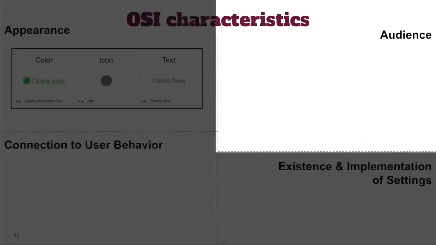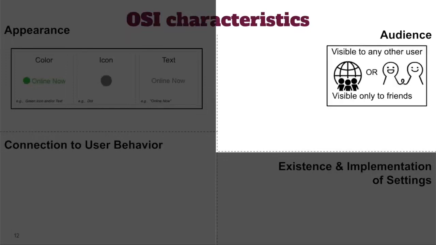Moving on to audience. It will likely come as no surprise that one factor for determining an OSI's audience is whether or not the OSI is visible to everyone else in the app or just people you're friends with. We found 21 apps whose OSIs were only visible to friends, by default at least. And we found 14 apps whose OSIs are by default visible to any other user of the app. This includes all of the online dating apps. One might ask whether it's a desirable design choice in the context of meeting strangers through online dating for them to always be able to see whether you're online or offline.